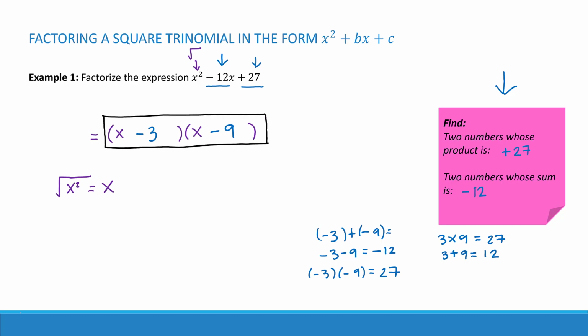To check if our factorization was correct, we have to solve the multiplication. So let's multiply x minus 3 times x minus 9.